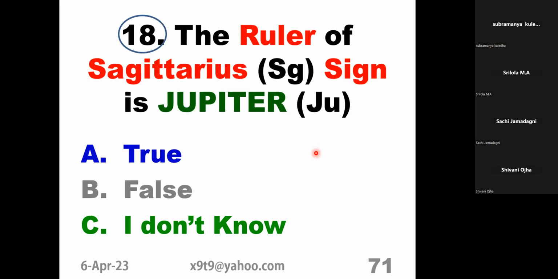The ruler of Sagittarius sign is Jupiter. Sagittarius is Dhanus. True. So, those who had little doubt earlier, now you have become experts there, is it not? Yes. So, if one or two you are missing, doesn't matter. You keep on referring again and again, you'll remember everything.